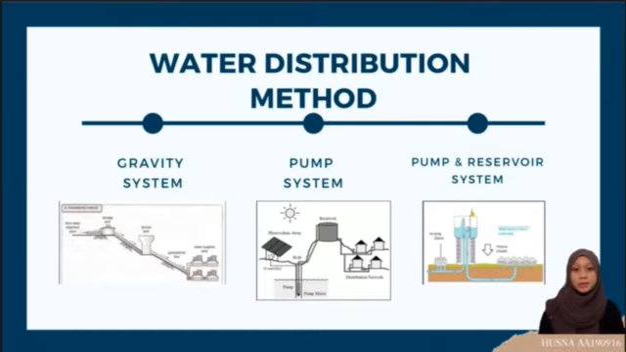Second is the pump system. Pump system is used when the supply area is located at the same or higher level than the storage tank. The treated water in this system is directly pumped into the distribution main without storing. So the last one is the pump and reservoir system. This system is the most commonly used system in water distribution system. The treated water in this system is pumped and stored in an elevated distribution reservoir.